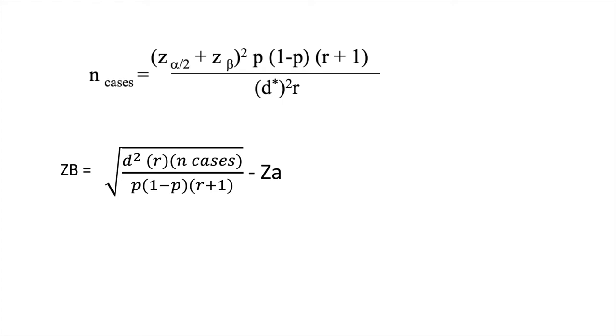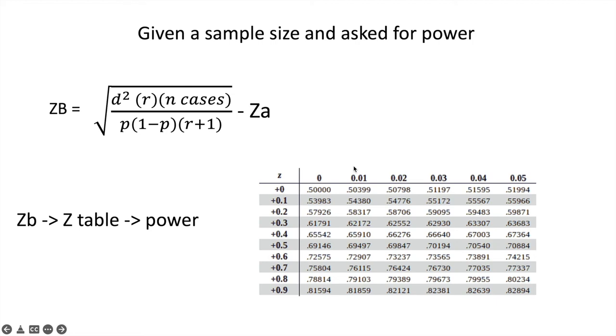It's also common to have a number of people and want to know the power that we have. So what we can do is basically rearrange this to solve for z beta, and if we get a z beta value, let's just say 0.84, then we can use the z table and find 0.84. This is the second digit here, and this is the first digit, so 0.84. That is 80% power, and that's basically how you do that.